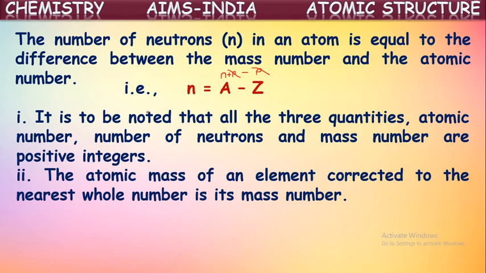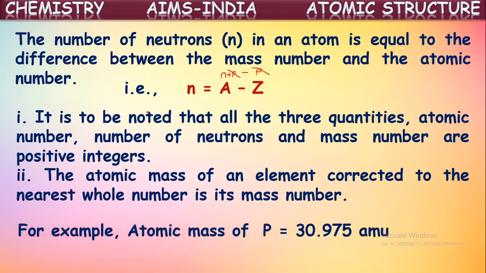The atomic mass of an element corrected to the nearest whole number is its mass number. Atomic mass is the mass of one atom of an element. It might be in fractions also. But mass number is the corrected value of this atomic mass. For example, the atomic mass of phosphorus, or the mass of one atom of phosphorus, is 30.975 atomic mass units. Here, AMU represents atomic mass units.